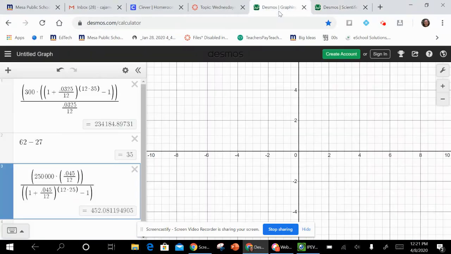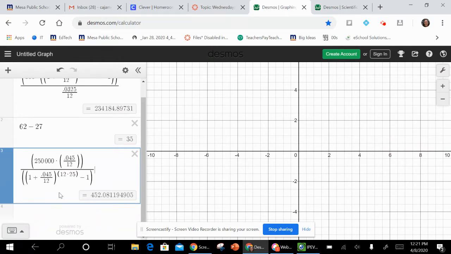So we're going to put it into Decimals. Okay, you see our answer right here. I put it into Decimals like that. Everybody remember to have your pairs of parentheses. And so it's going to be $452.08.